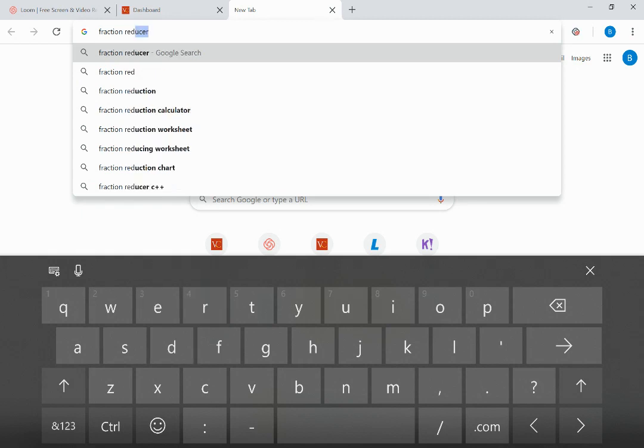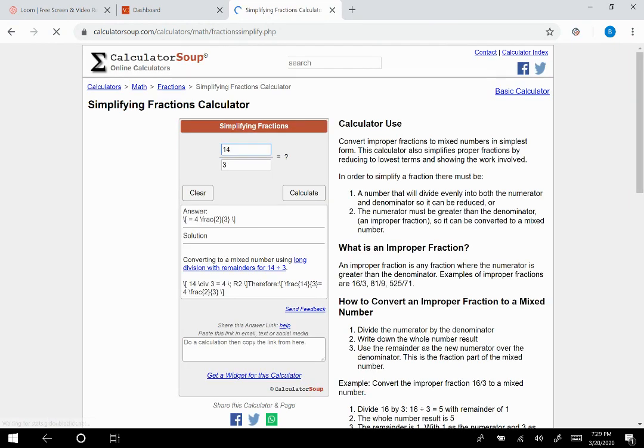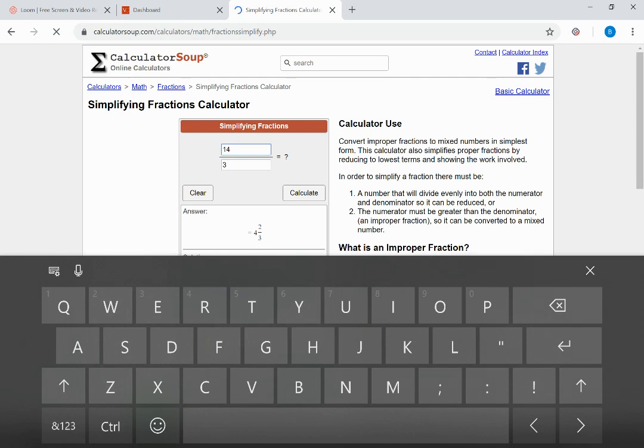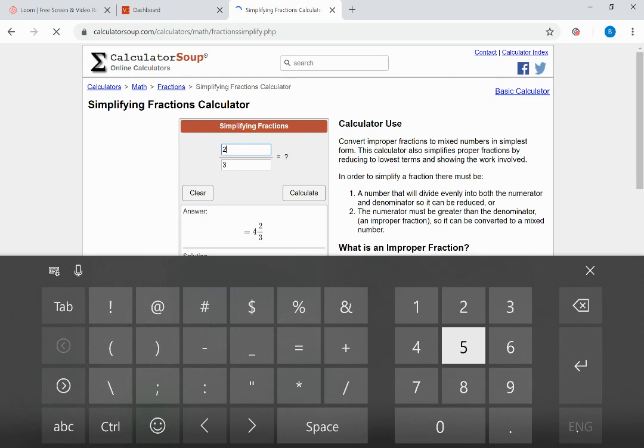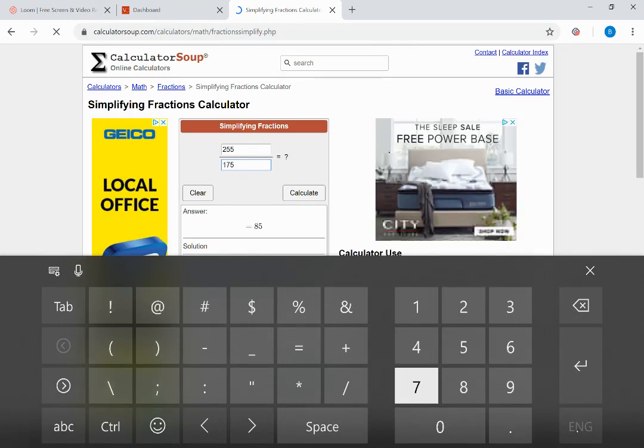You also see down here, it says fraction reducing calculator, so you can click on that. I just grabbed the top one. Calculator Soup is very, very good. I use it all the time. So all you do is you come in here and put in the numbers that you need. I've clicked in there. So we're going to put 255 in there, and down below, we'll put in our big number of 175,711,536. Calculate.